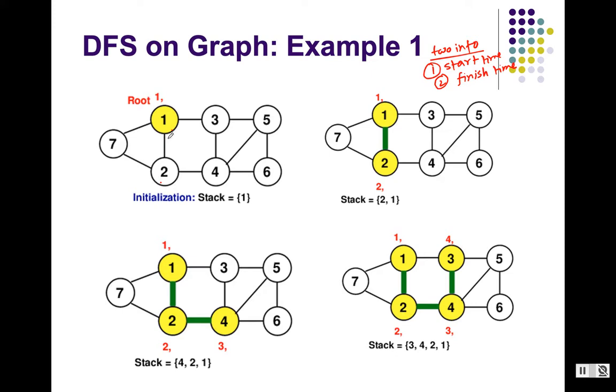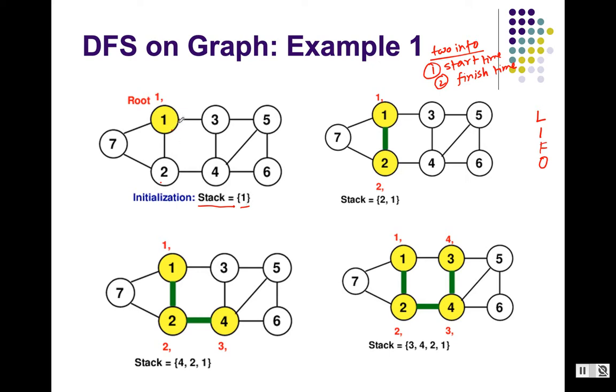So let's see how it works. Say from this graph, we'll start initializing. This is our root node 1, so we'll push the root node 1 in the stack. I want to remind you, stack supports the LIFO operation, last in first out. The node that was pushed in the stack last will be popped from the stack first. So we'll push 1 onto the stack first.